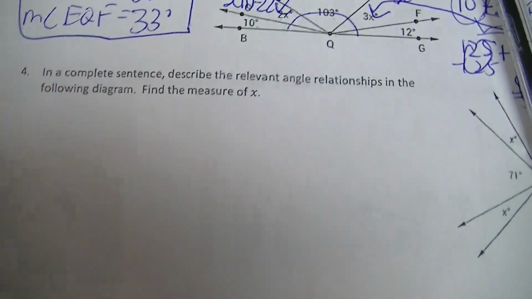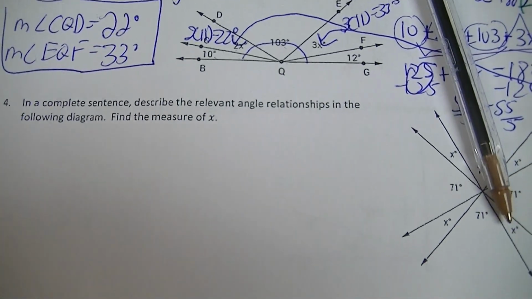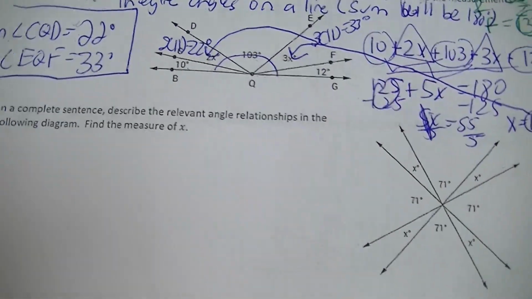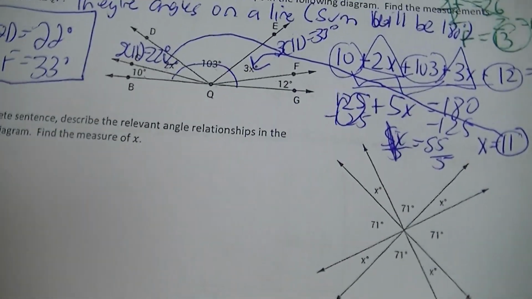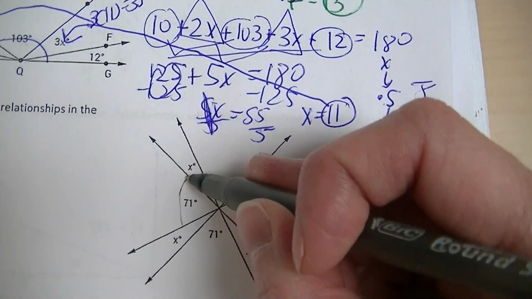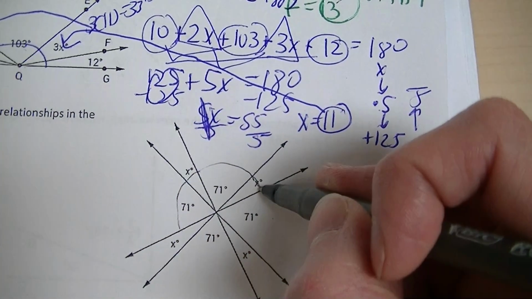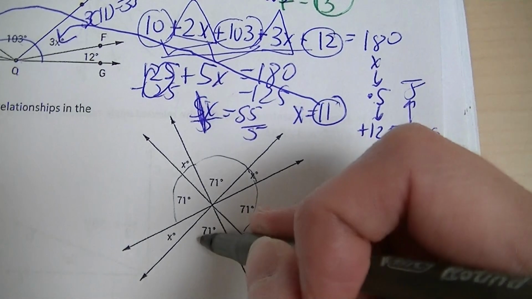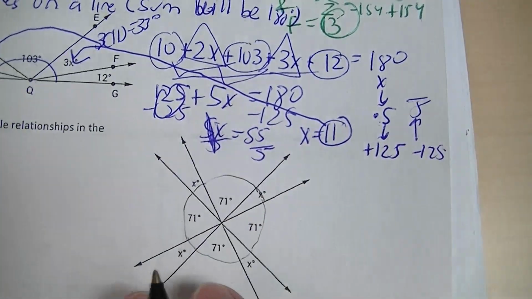In a complete sentence, describe the relevant angle relationships in the following diagram, and then find the measure of x. All right, so I'm looking at it. Oh, so we got like this angle here, and then this angle, and then this angle, and this angle. Oh, and we're not done. This angle, and these angles, all those right there. Oh, it's a full circle.